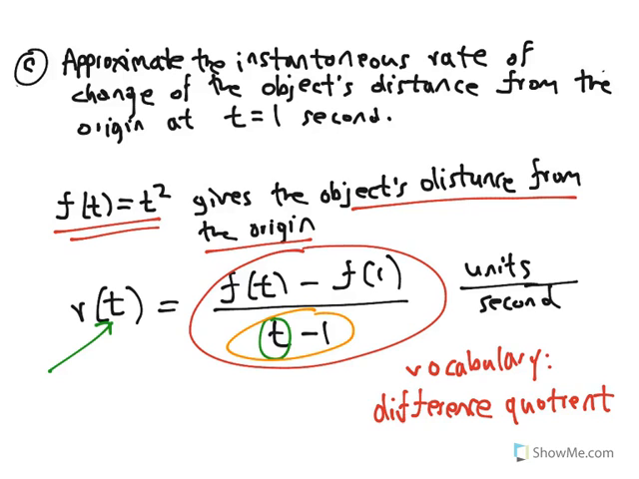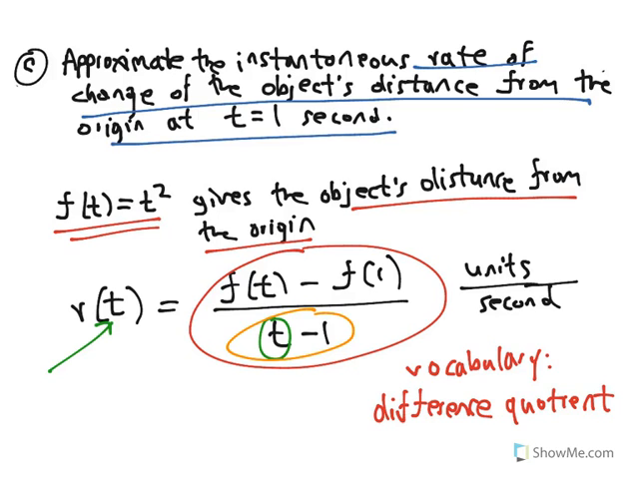And what is the rate of change of the object's distance from the origin at t is equal to 1 second? It is the object's velocity, because velocity is a measure of the rate of change of distance with respect to time. So we're talking about the object's velocity at t is equal to 1 second.